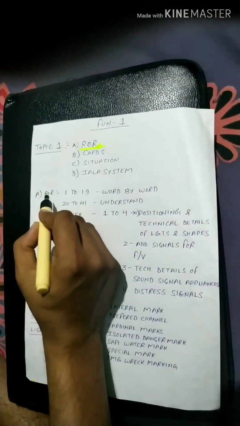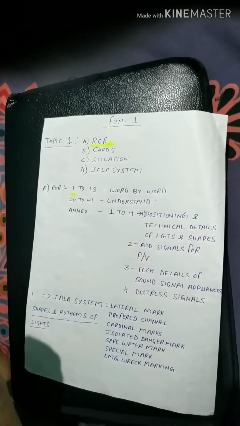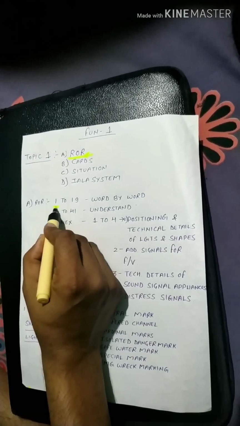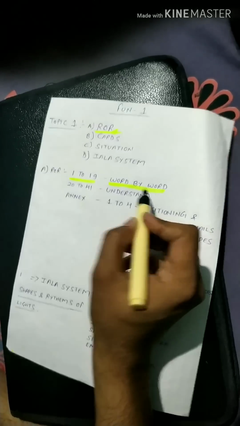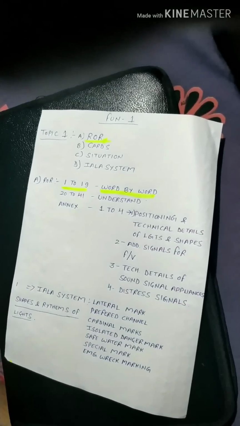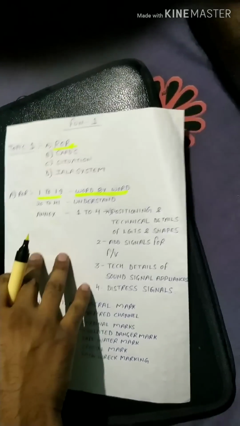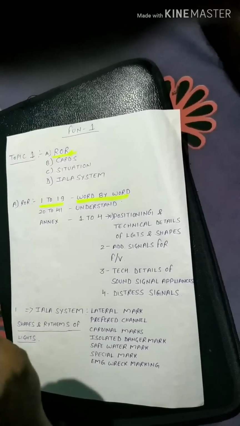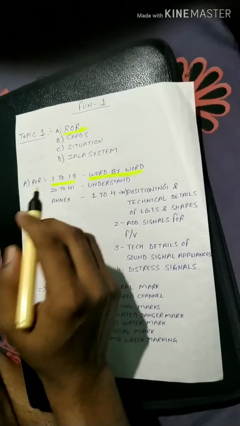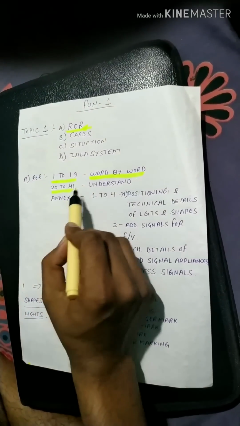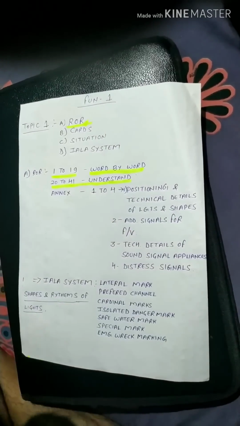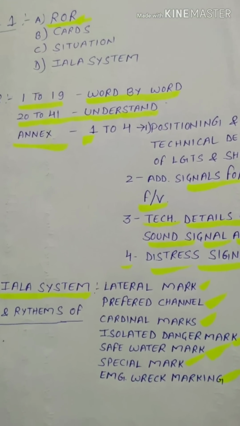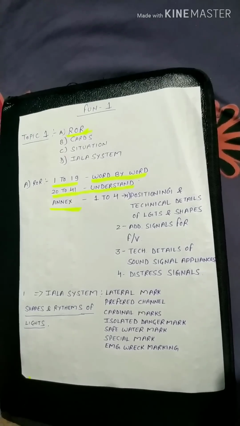In rules of the road, you have to learn by heart rules 1 to 19, word by word. Few surveyors want to listen word by word. So you have to prepare word by word from rule number 1 to 19. From 20 to 41, you have to understand the rules. You have to understand the lights and shapes according to the vessels.